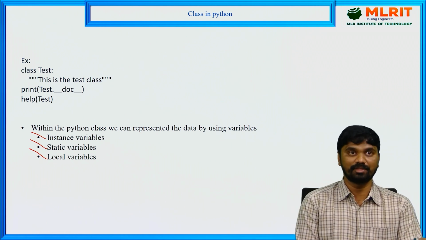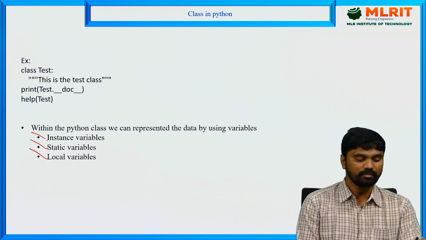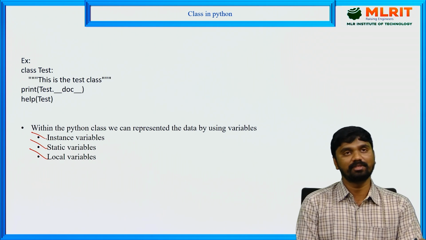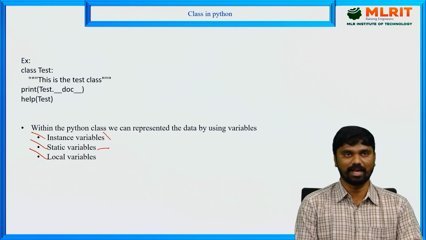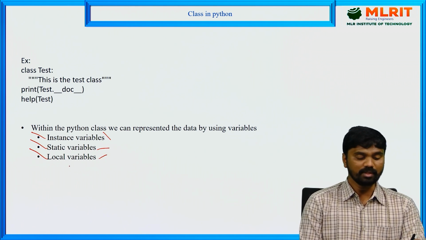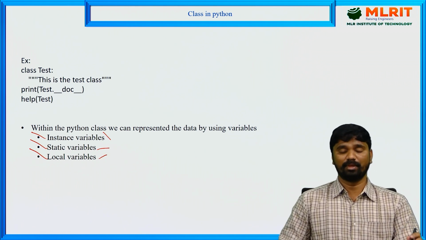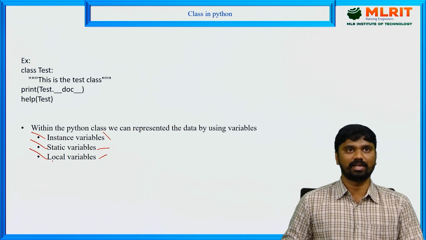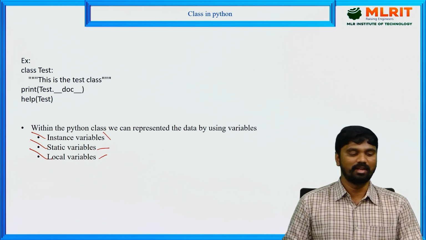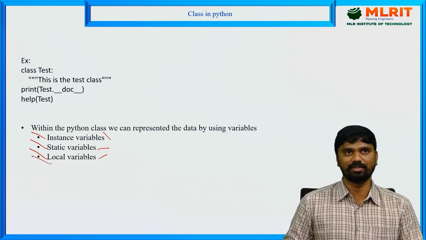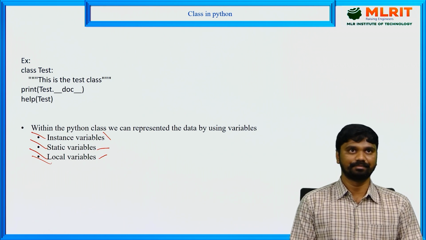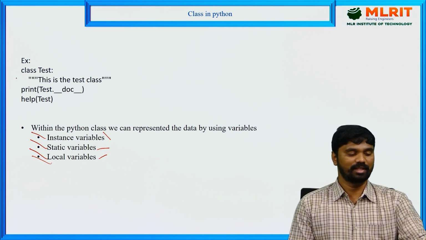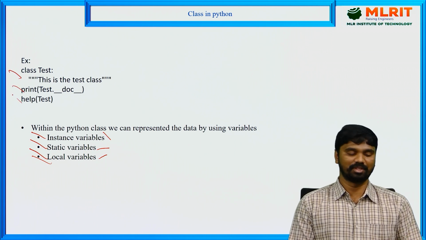Instance variables are object level variables, static variables are class level variables, and local variables are method level variables. So static variables are class level variables, and local variables are method level variables. This is about the class, and this is the example. We already discussed this, right?